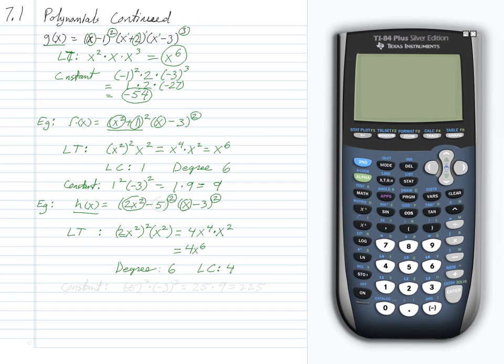And we can do the same kind of thing with the constants. So I'll take the negative 5 and square it, and multiply that by the negative 3 squared. So 25 times 9, giving me a constant of 225.